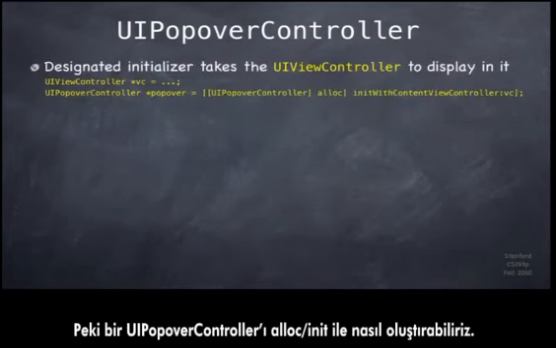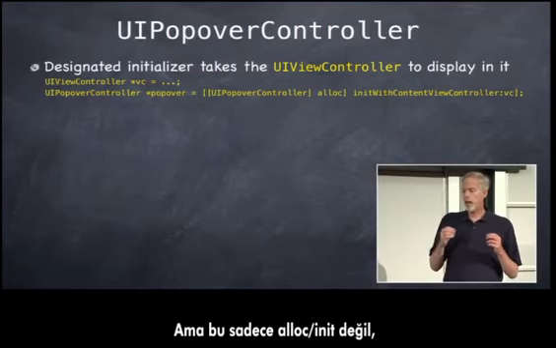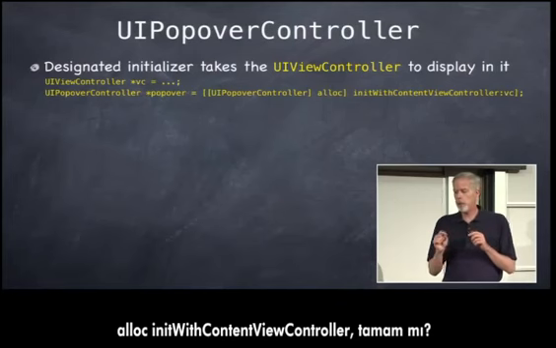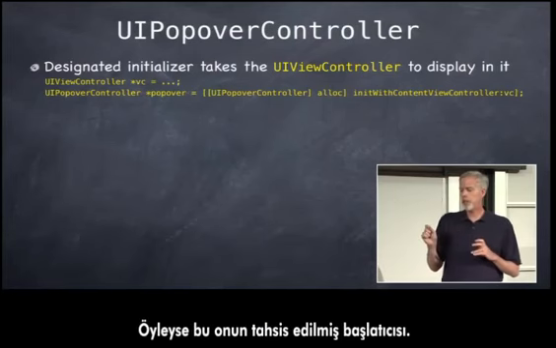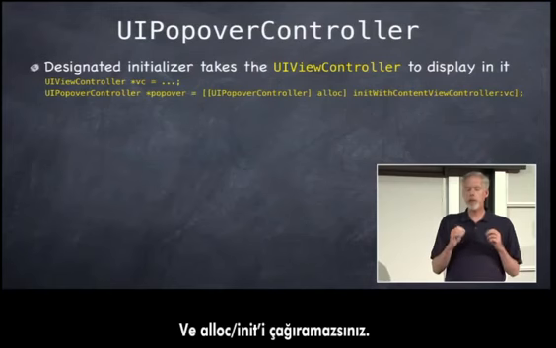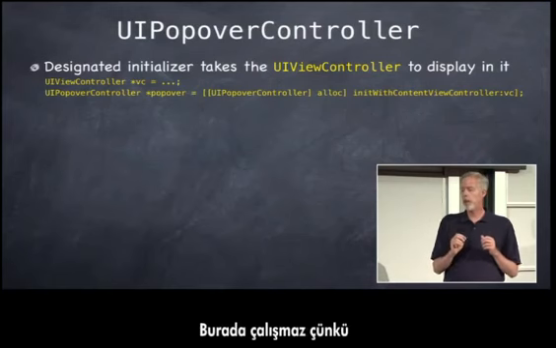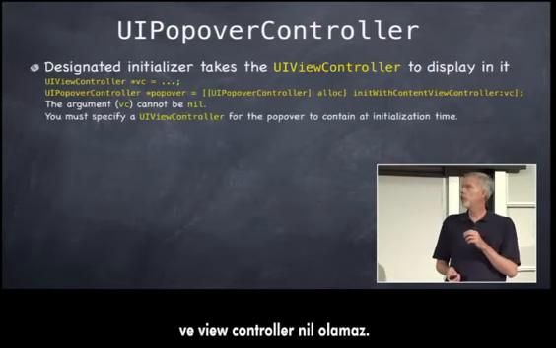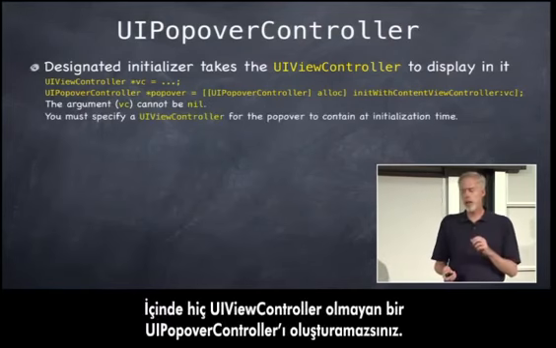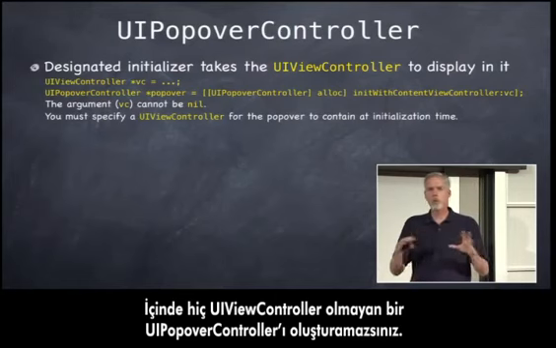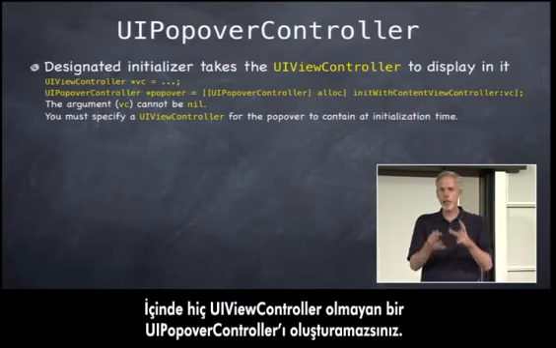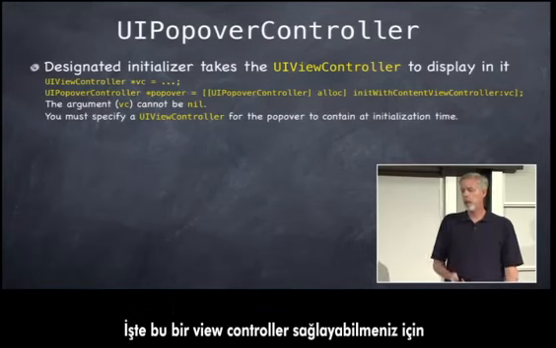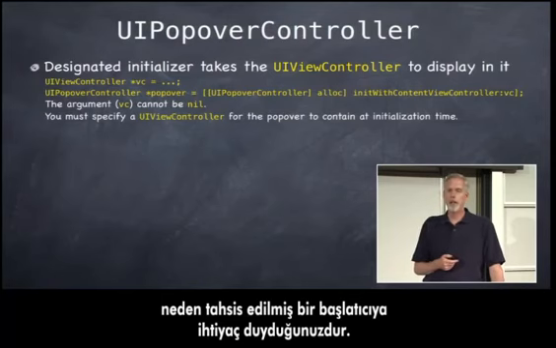So how do we create a UIPopoverController? With alloc init, but not plain init, it's alloc initWithContentViewController. All right, so this is its designated initializer. And you can't call plain init. It won't work because the argument there, the view controller, cannot be nil. You cannot create a UIPopoverController with no UIViewController inside it. It has to have a UIViewController inside it. Okay? So that's why its designated initializer requires you to provide a view controller.